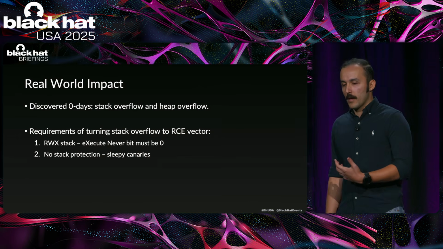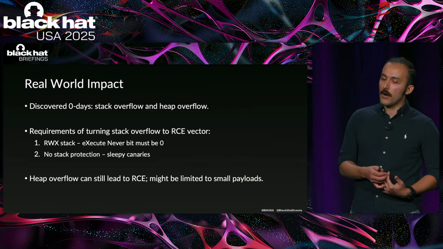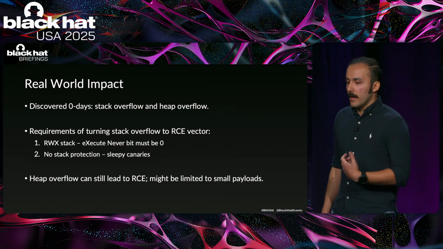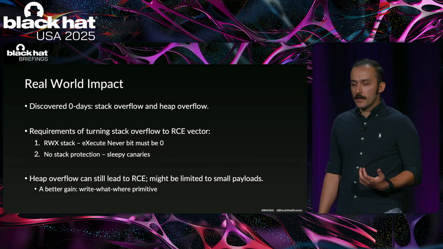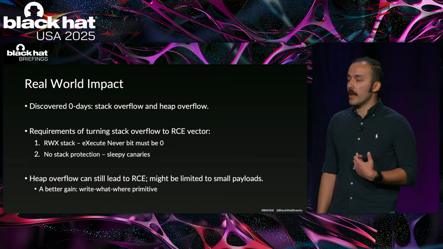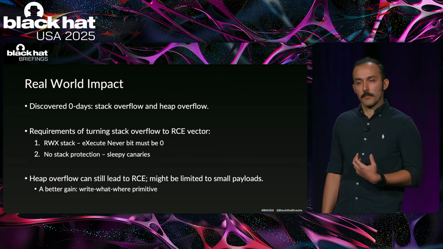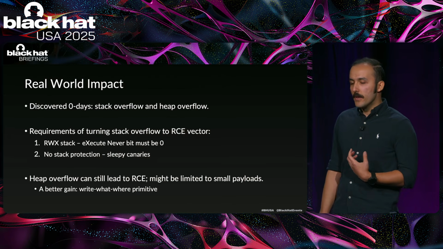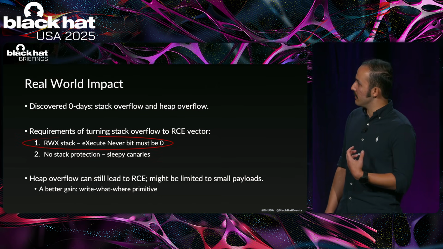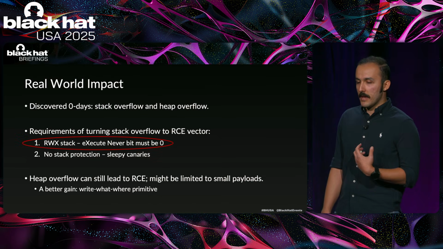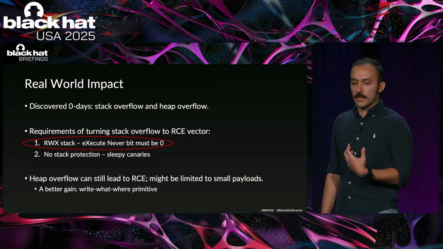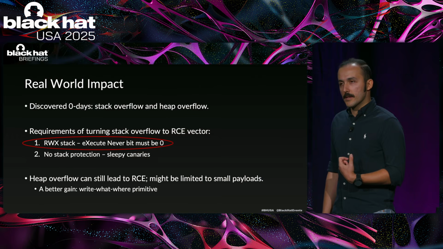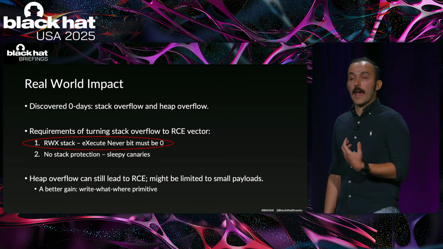On the other hand, heap overflows can also lead to RCE, though the payload size might be limited. Still, a write-what-where primitive is a better gain from a heap bug, and that can give us more control and more powerful exploitation options. And if you remember from the memory layout slide, I mentioned that the 5G basebands don't give you any RWX region anymore. So the next question is, how good are their stack protections?